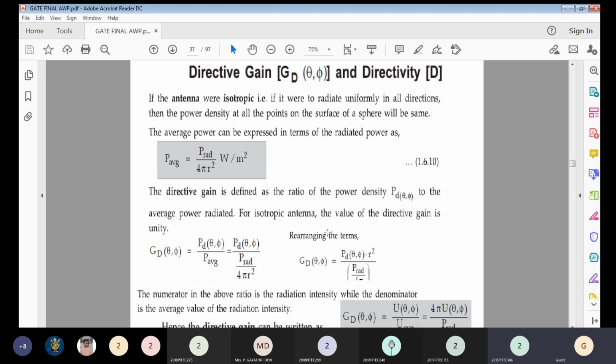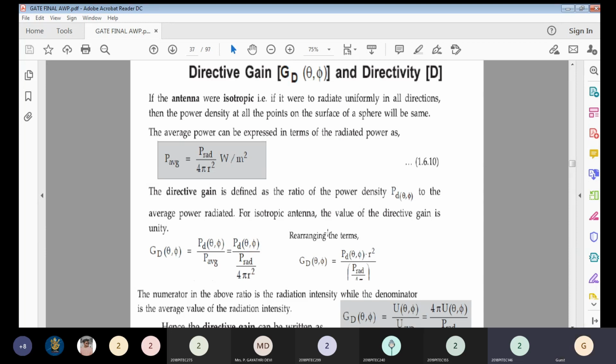Okay, so the gain is defined as the ratio of the maximum radiation intensity from the test antenna to the maximum radiation intensity from the reference antenna. Your reference antenna is nothing but an isotropic radiator antenna. The isotropic antenna is called the radiation gain reference.